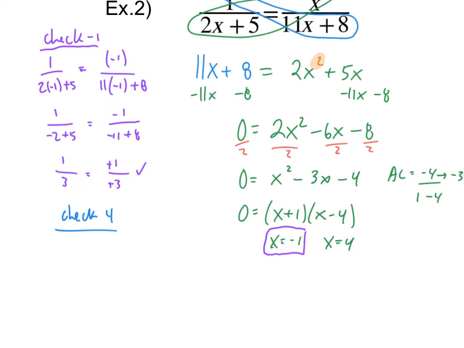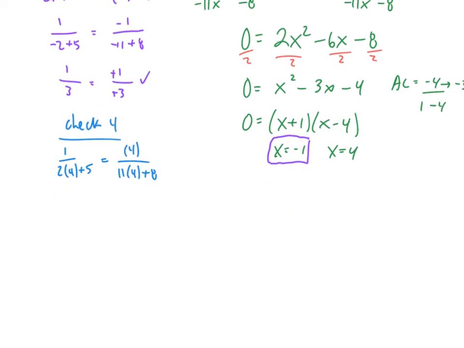It's going to give me 1 over 2 times 4 plus 5 equals 4 over 11 plus 4, or times 4 plus 8, which should be 1 over 8 plus 5 equals 4 over 44 plus 8, 1 over 13, 4 over 52, and 4 and 52 both have 4 in them, so it would be 1 over 13.